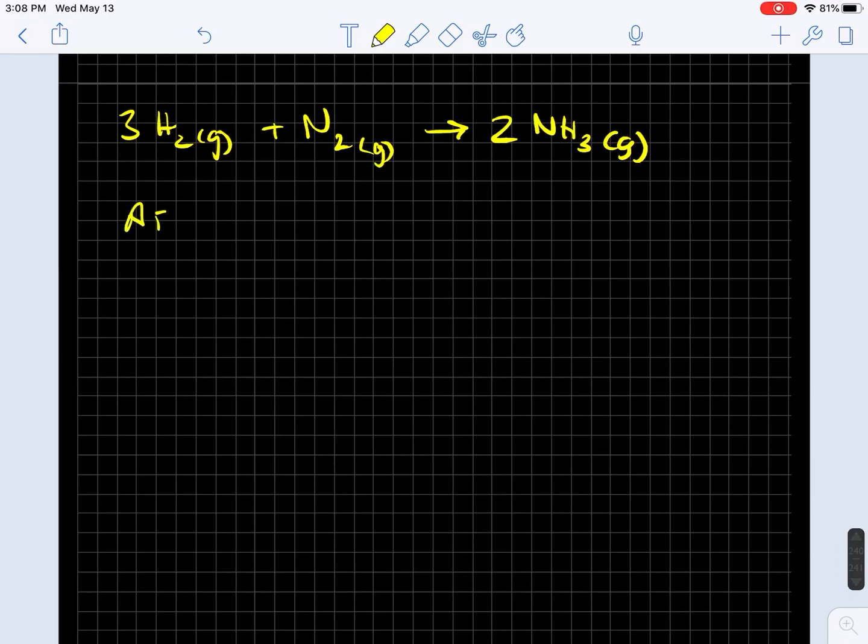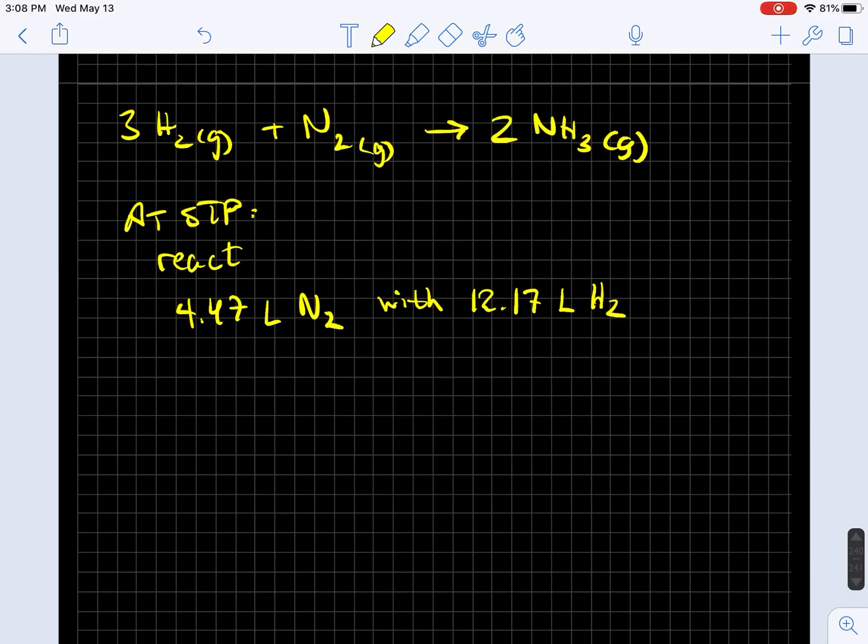Okay, so at STP, we're going to react 4.47 liters of nitrogen with 12.17 liters of hydrogen. They want to know what is the volume of ammonia produced. Okay, so let's do that then.